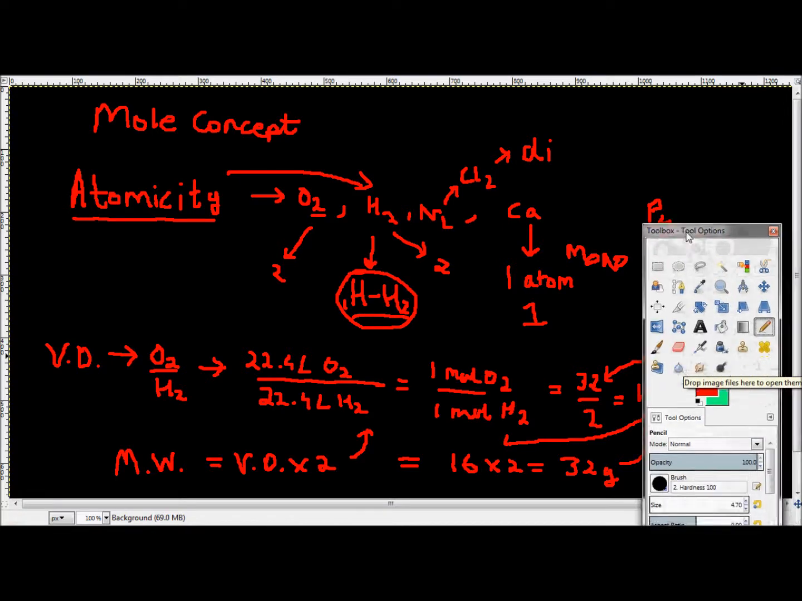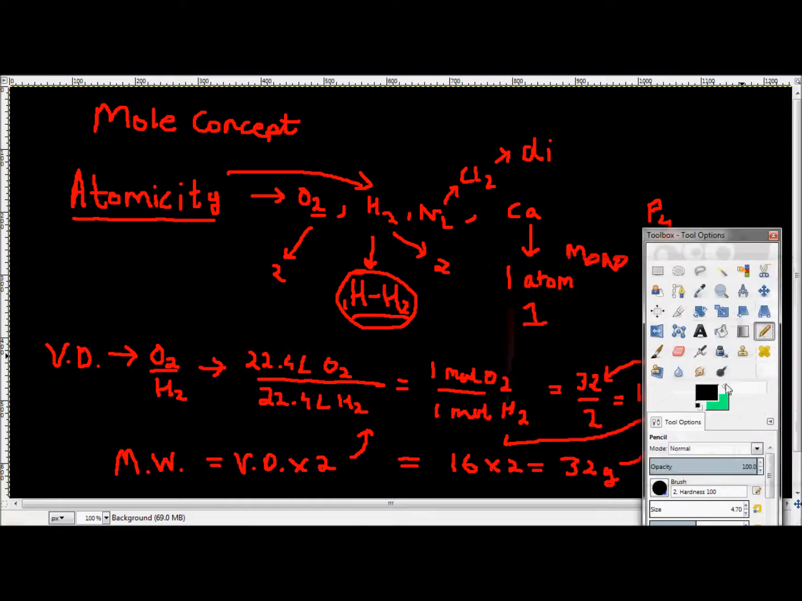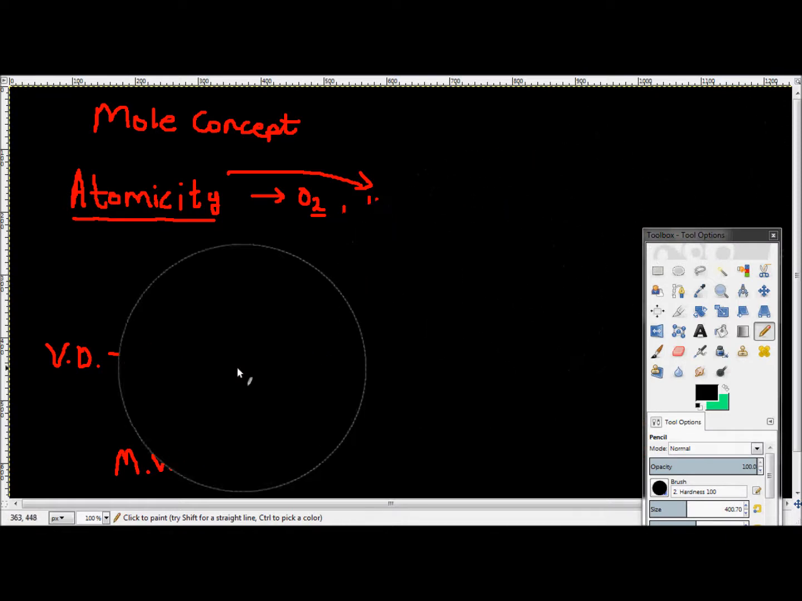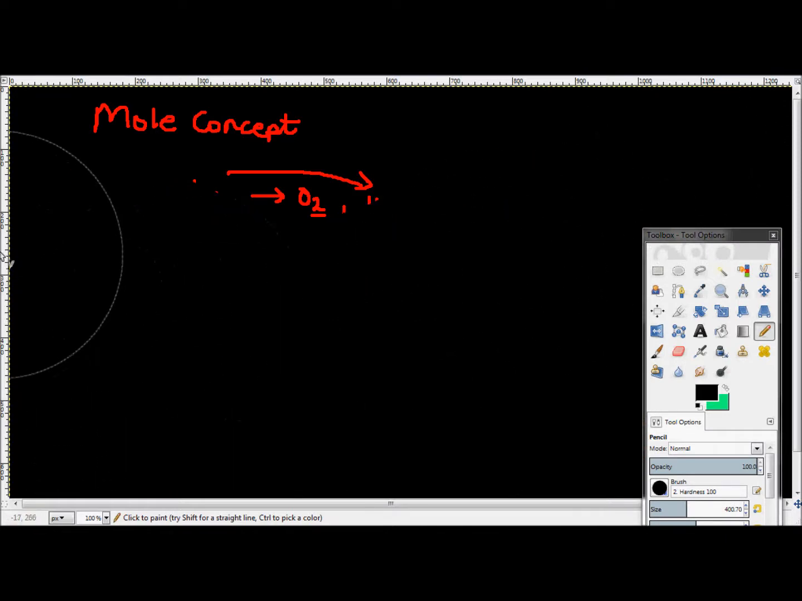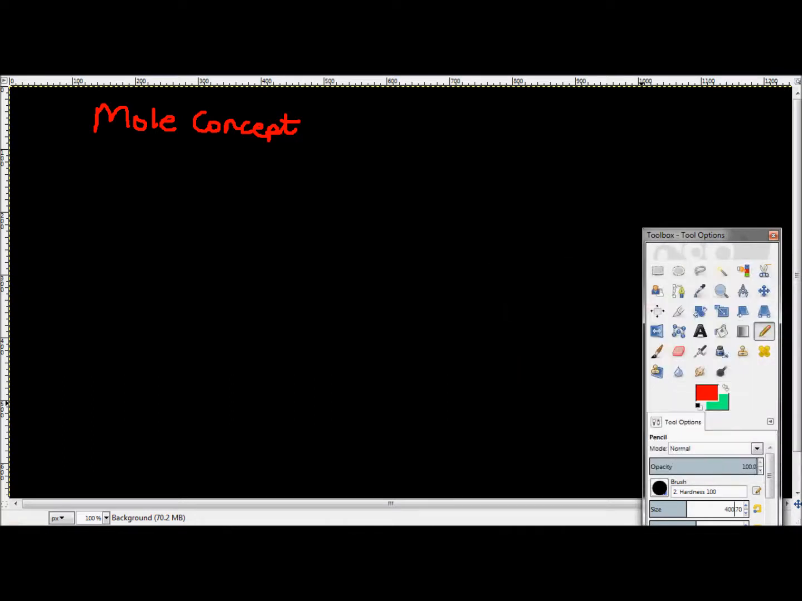Now there's another very important concept, it's called percentage composition. So just to brief you on it before I start discussing it, when you take any compound, it's made up of certain elements. Now you can take the mass of each individual element and find out how much percent of the total mass do they make up. That is basically what is percentage composition.